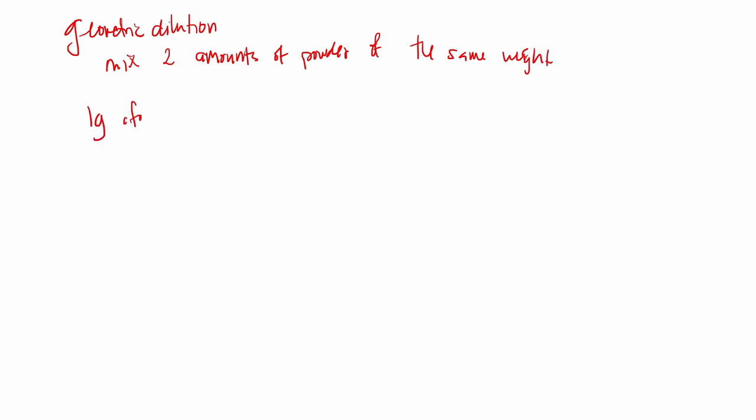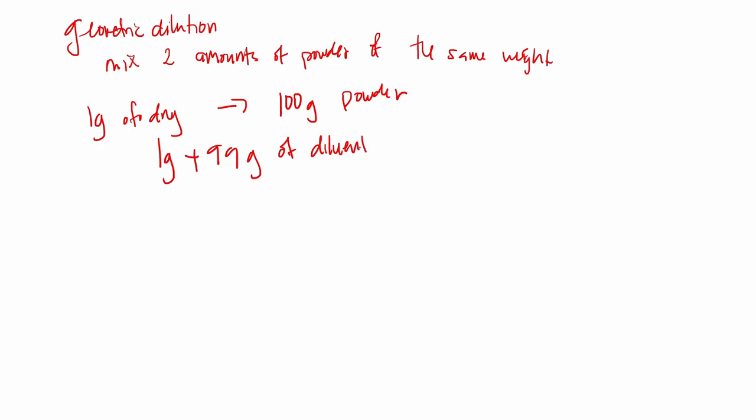So what is geometric dilution? Geometric dilution is when you mix two amounts of powder of the same weight. Basically, if you have 1 gram of drug to be diluted to 100 grams of powder, you don't add 1 gram and 99 grams of diluent at one time. Because if you do this, you will end up with an uneven mixture of drugs. What you will do instead is to mix 1 gram plus 1 gram of diluent.